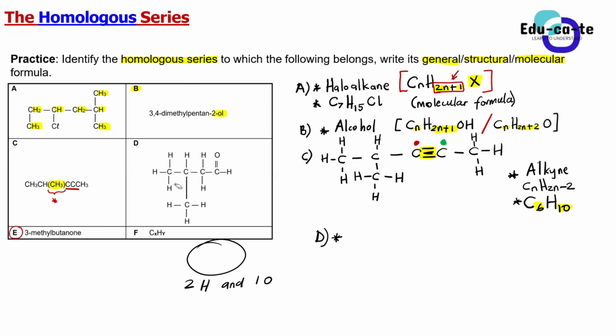So let's hear from Nonkululeko. What is the homologous series to which compound D belongs? Aldehyde. Okay, Nonkululeko says it's aldehydes. Do you guys all see that? So we agree. Okay, why do you say it's aldehydes? That's the question.